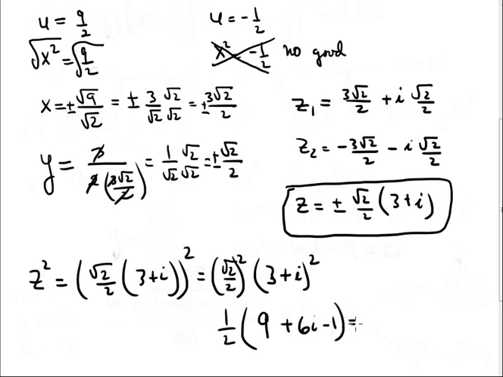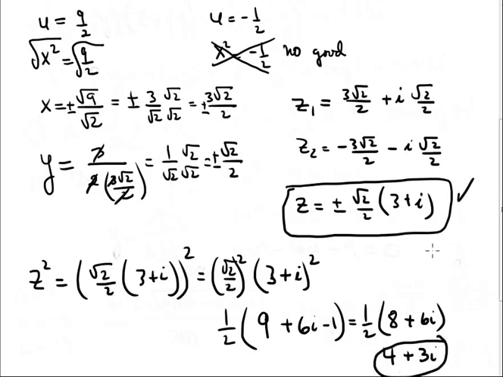Entonces, we have 1/2. Entonces, 9 minus 1 is 8, plus 6i. Wow, when you divide by 2, look at the answer. 8 divided by 2 is 4, and 6 divided by 2 is 3i. Wow, it's the answer that we expect. Excellent. So this is the answer, the square root of this complex number. This is a beautiful problem.